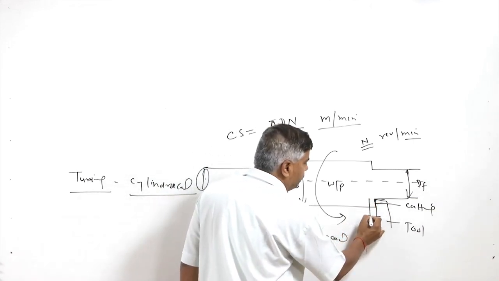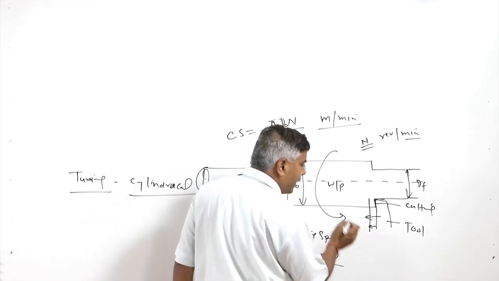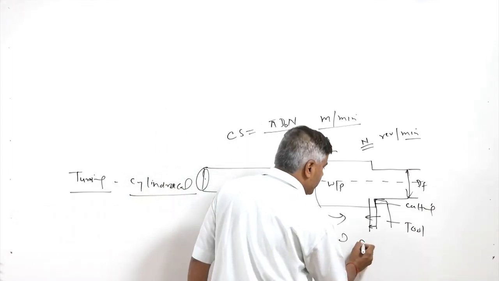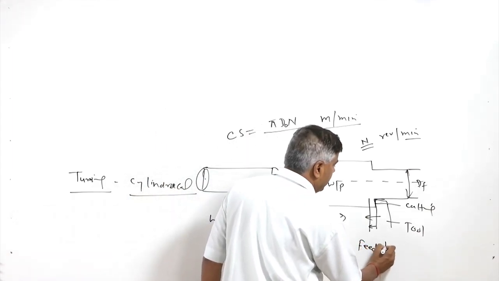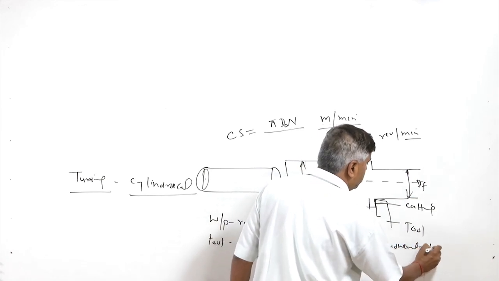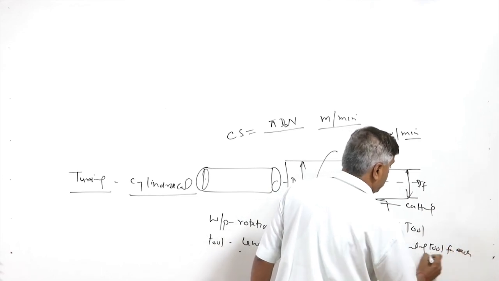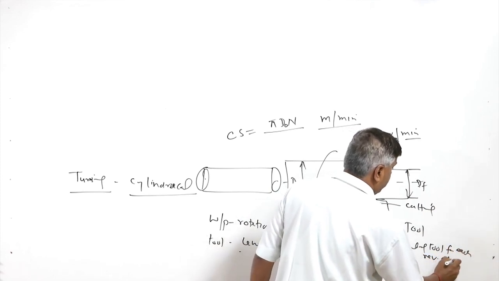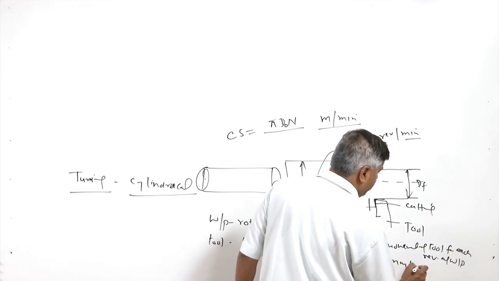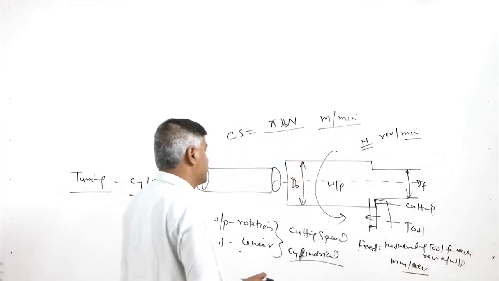So, the amount of linear movement given to the tool for each revolution of the work is termed as feed. So, the feed is basically the movement of the tool for each revolution of the workpiece. That is why it is given per revolution. This is how it is expressed.